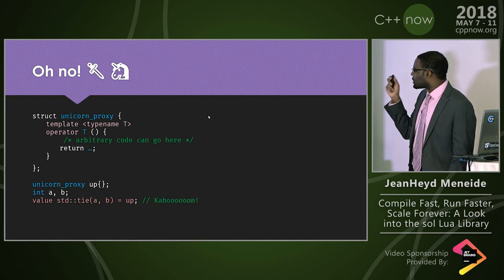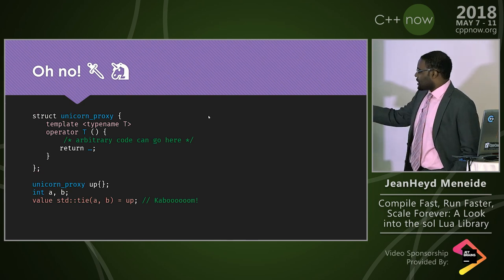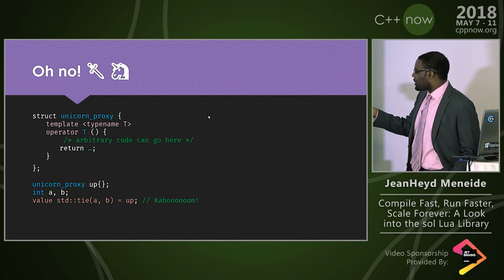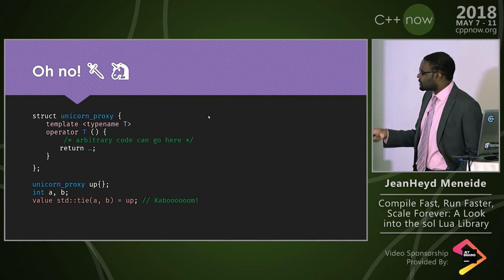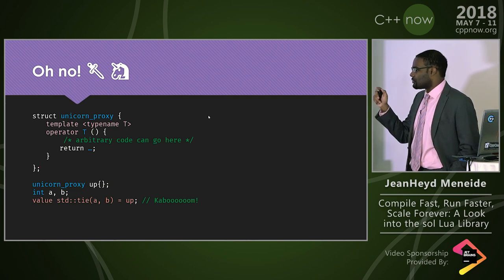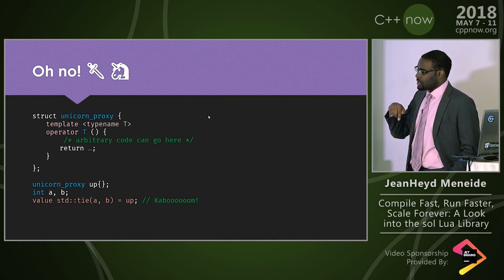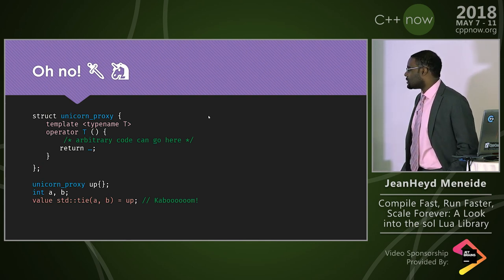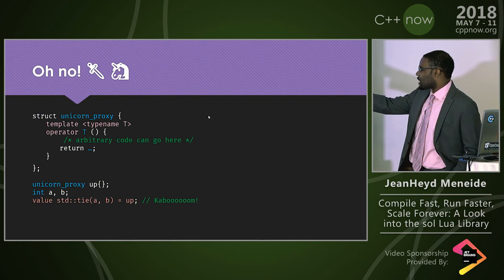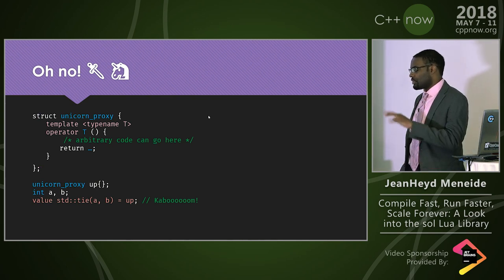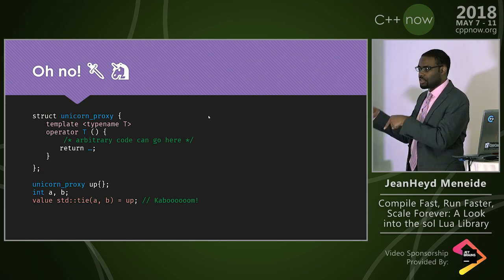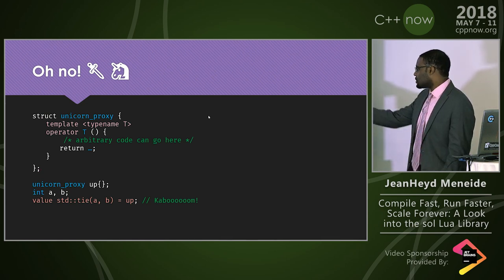And the pitfall that destroys our unicorn, poor unicorn, is things like std tie. It explodes because when you try to return something that has references inside of it, you can't propagate that outside of this operator T here. So if you have a standard tuple of an int ref and an int ref, you can't construct that standard tuple and then return it properly to this, right?